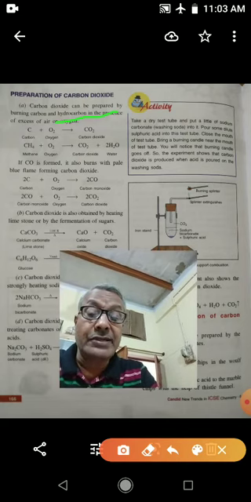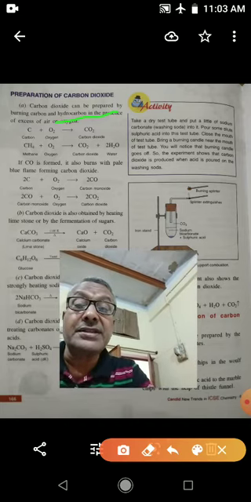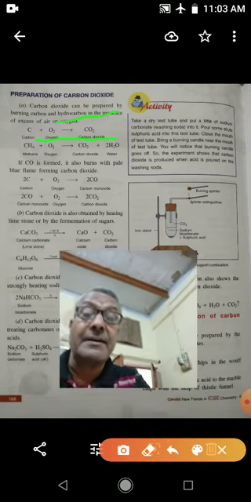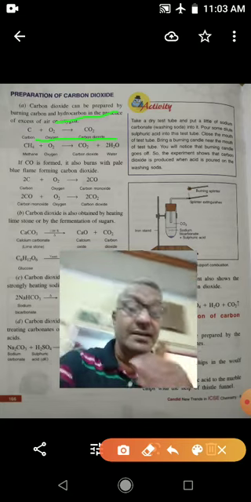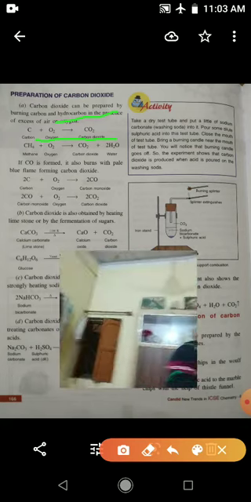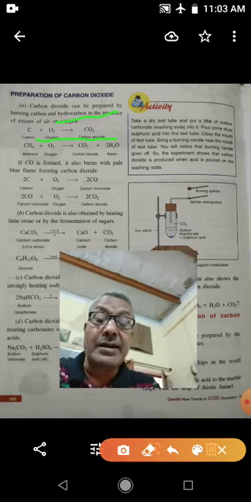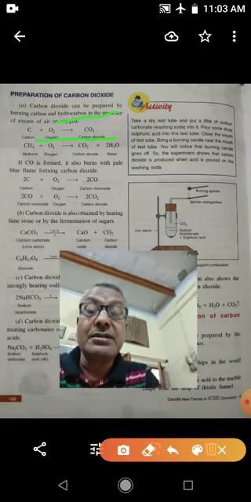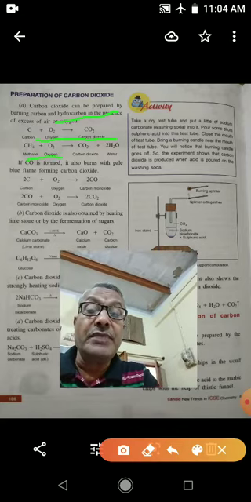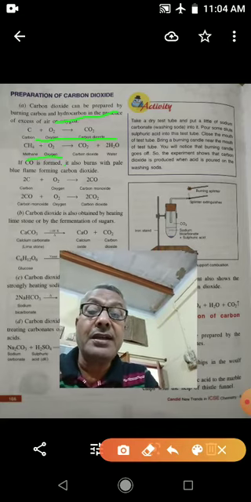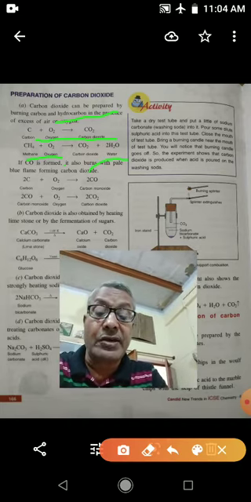Carbon reacts with oxygen, produces carbon dioxide gas. So this is the equation for the preparation of carbon dioxide gas. Second is preparation of carbon dioxide by burning hydrocarbon. So simplest hydrocarbon is methane. Methane burns and after burning it produces carbon dioxide and water.